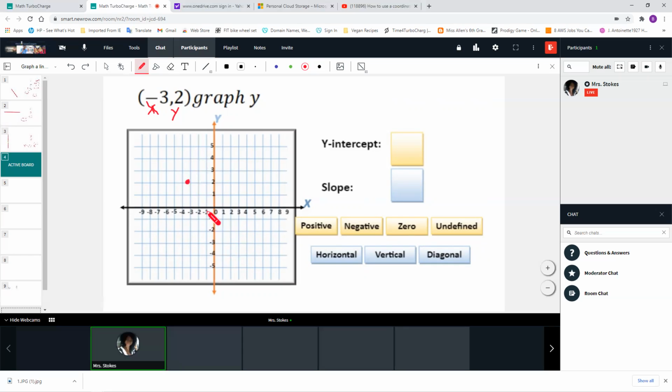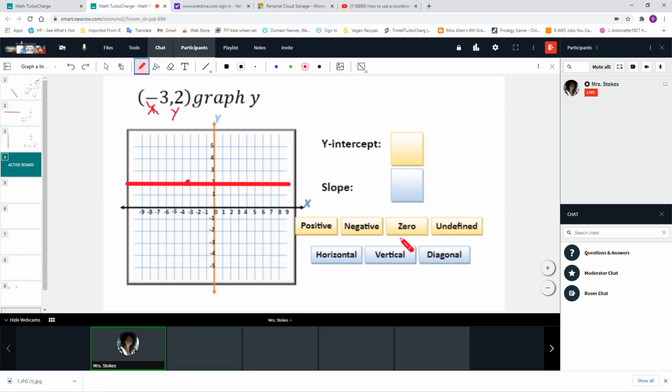Okay, remember x is negative, so I start at my 0. And I move 1, 2, 3, and then I go up to 2, and there's a point. Now they want me to graph y, so I'm just going to put a line straight through this point. So there I just graphed the y portion, okay?